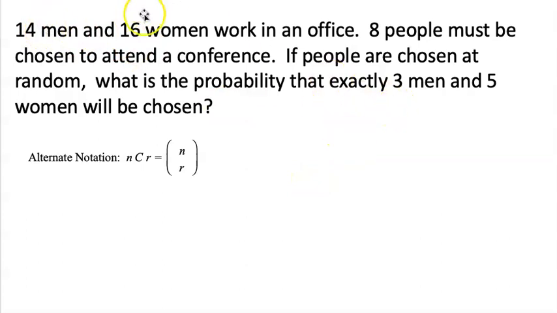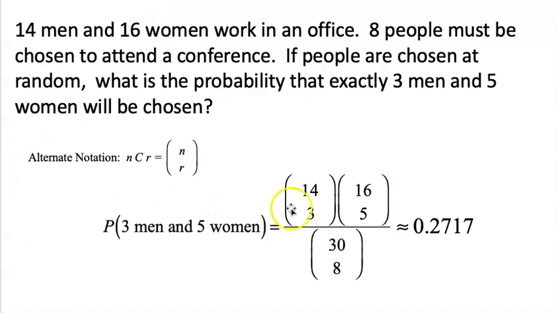14 choose 3. 16 women, I want 5. 16 choose 5. Right? 14 men, I want 3. 16 women, I want 5. Total. What's nice about this notation, you can see 14 plus 16 is 30, and 3 plus 5 is 8. Again, 14 choose 3 times 16 choose 5 divided by 30 choose 8 gives us 0.2717.